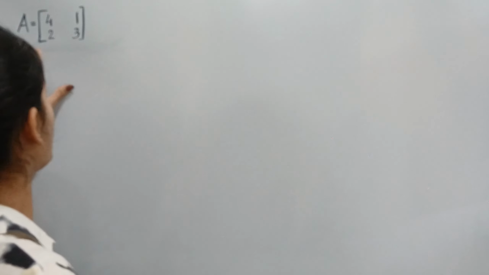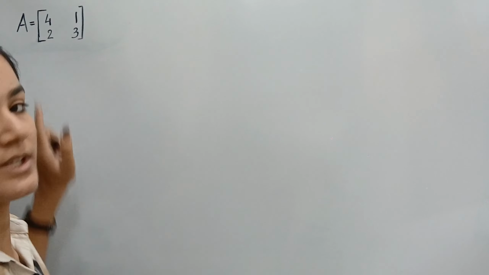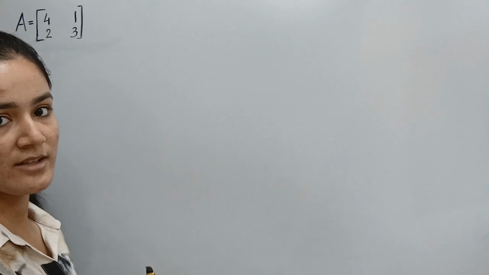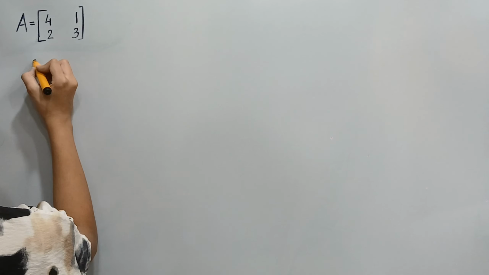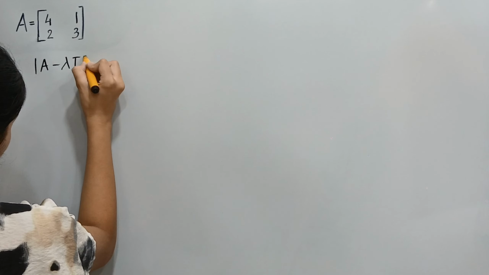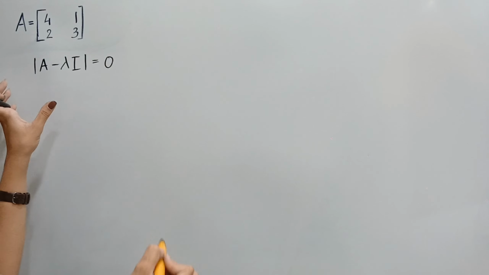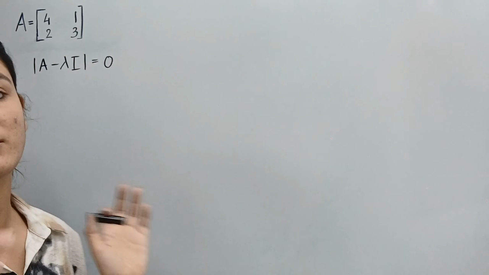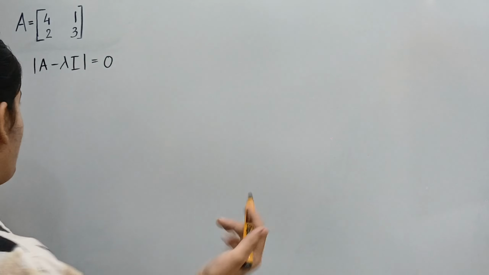So let's take an example of a matrix A where we have matrix A as 4, 1, 2, 3. And now we have to find out the eigenvalues and eigenvector. So first we will find out the eigenvalues, and with the help of the eigenvalues we will find out the eigenvectors. So for finding out the eigenvalues we have to use the formula: determinant of A minus lambda I equal to 0. This is the formula to find out eigenvalues.